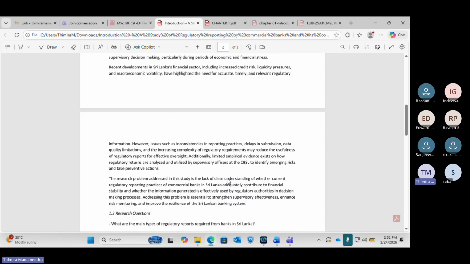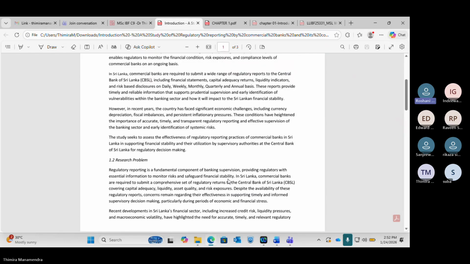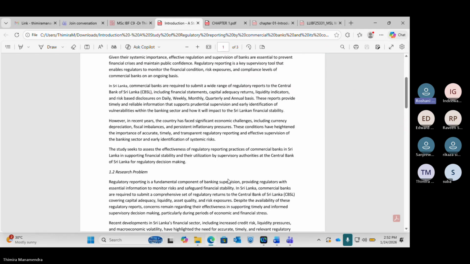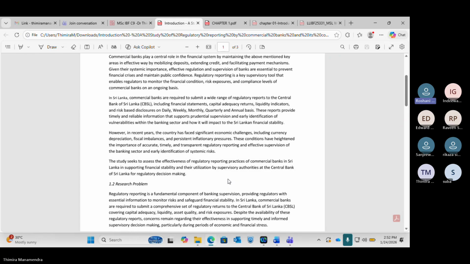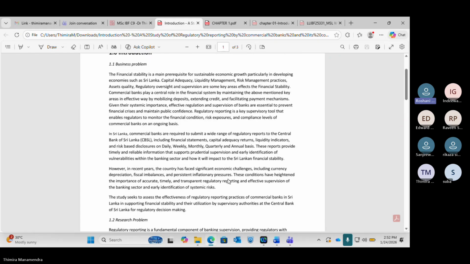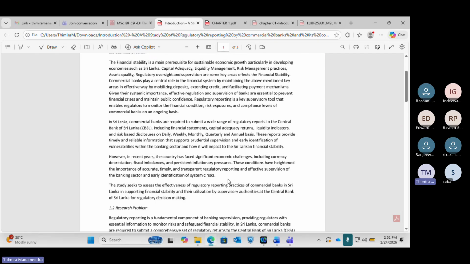References. I think you need to put it in the introduction also. No, even here you need to bring in certain references. For example, if I take this: in recent years, the country has faced significant economic challenges, including currency depreciation, fiscal imbalance, and persistent inflation pressures. If you take this, it will become just a statement if you don't bring a reference here.